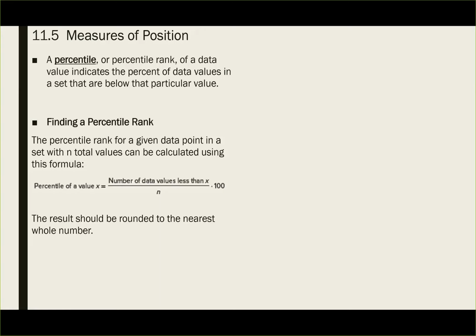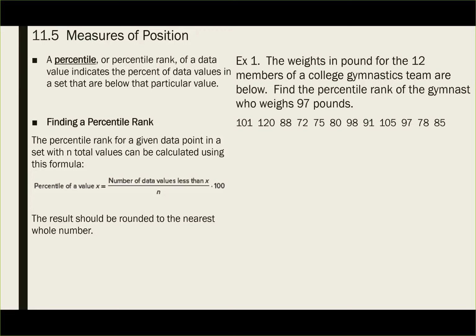So looking at this, let's take a look at this problem. They say that the weights in pounds for the 12 members of the college gymnastics team are below. Find the percentile rank of the gymnast who weighed 97 pounds. The first thing we need to do is ask ourselves how many data are below 97.